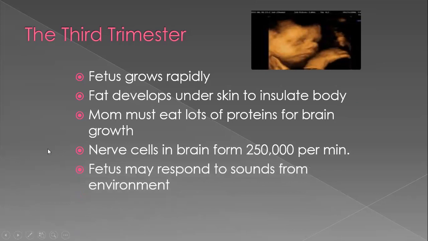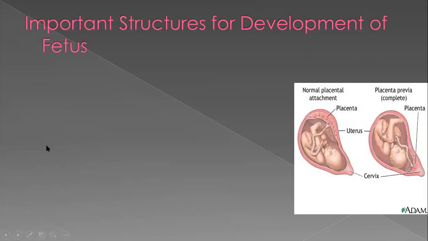The fetus may respond to sounds from the environment, so environment around the mother. Some people, when they're pregnant, they will play soothing music, like classical music for their baby, or they might even put headphones on their stomach or something like that. It's just something that people do. All right, so those are the 3 trimesters. You're going to fill those out on assignment 3 for this week in those stages.